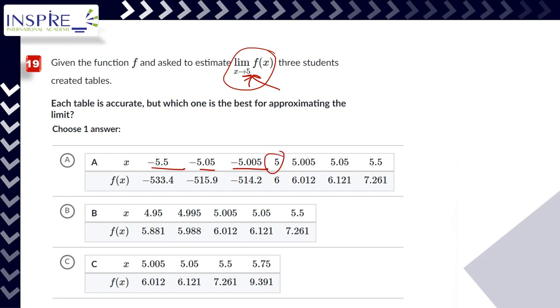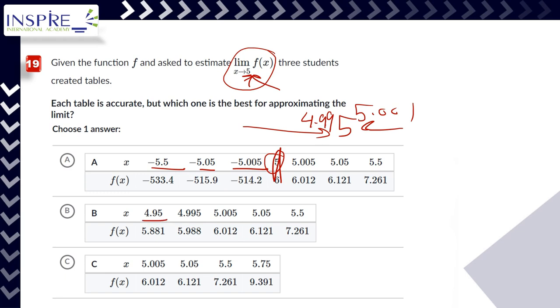At first, I told you we don't care about the value we're heading to. We care about the values beside it from both sides. So negative 5 is a little bit far away from 5. We need it from the left side to be something like 4.99, and from the right side something like 5.001. Okay, let's check letter B.